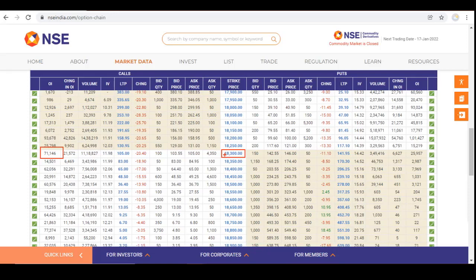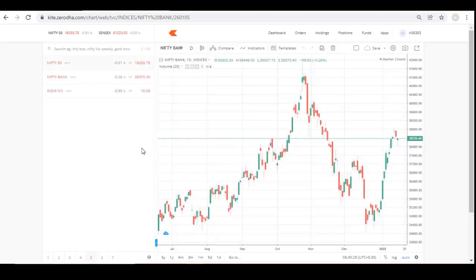Sometimes you will find that these values are different. There, instead of lots, they would have mentioned the exact quantity of Nifty. So as I told you, I will show you two other ways to look at the option chain apart from NSE's website. The first one is through Zerodha.